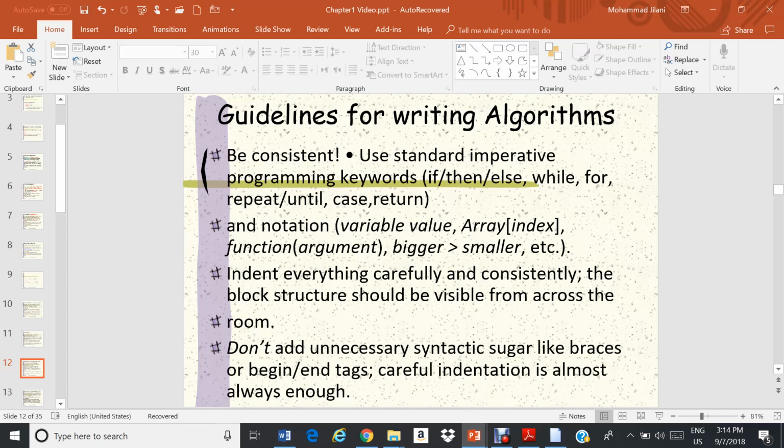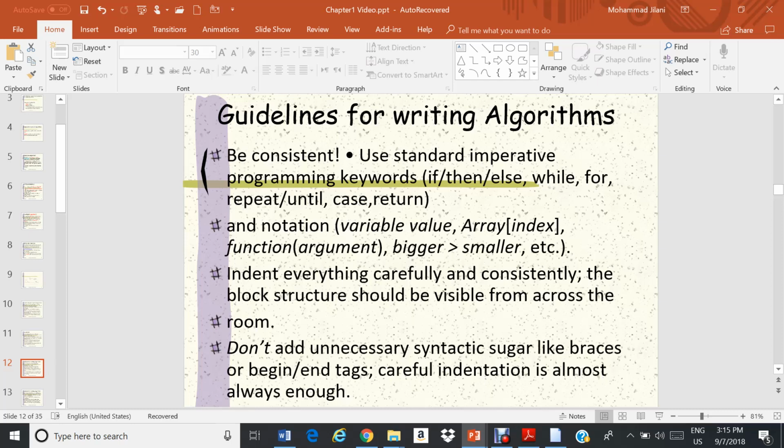I will end this lecture by putting some guidelines. When we start writing algorithms, be consistent. Use standard imperative programming keywords. Use the words if, then, else, while, for, repeat, until, case. Those are imperatives. Notation, like variable value, some arrays, functions, bigger, smaller. Those we need to use.